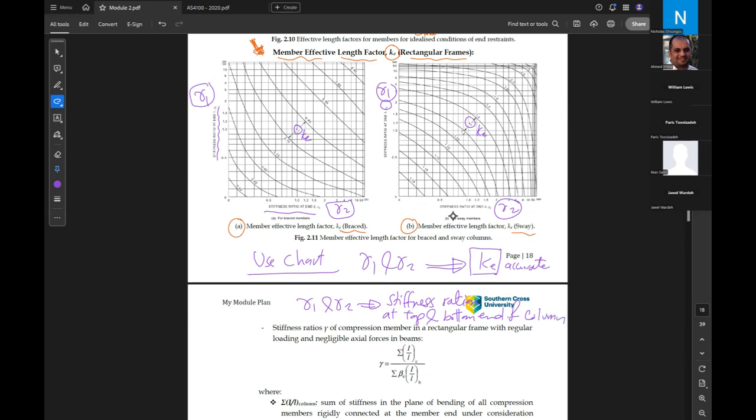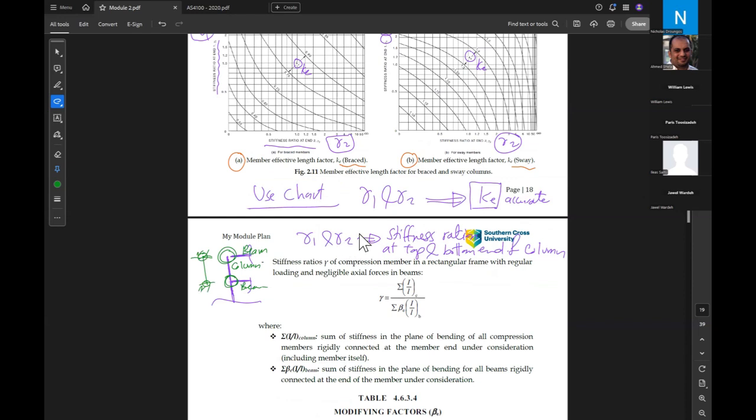Okay, so again, if we have a column, for example in a multi-story frame, this column has a top end and a bottom end. To know what the support is here, like fixed or hinge or whatever, you need to have a comparison between the beam and the column at the top and the beam and the column at the bottom. This is what we are doing. So gamma 1 and gamma 2 will be the stiffness ratio of the beam and column at the top end and bottom end of the column.